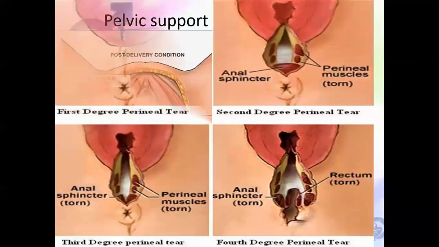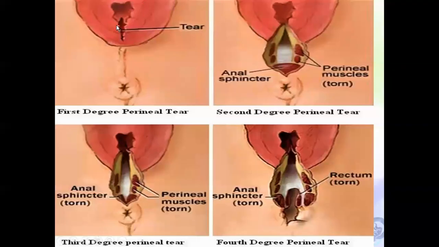These are the different grades that you can see. If it's first degree, it's only the mucosa that is torn. This you can suture in the labor ward. Second degree involves the mucosa and part of the perineal muscles, the superficial and deep transverse perineal muscles, with or without the levator ani. This you can also suture in the labor ward.